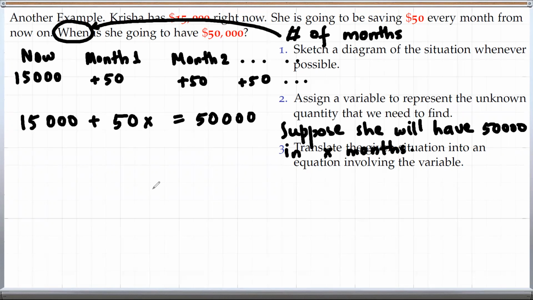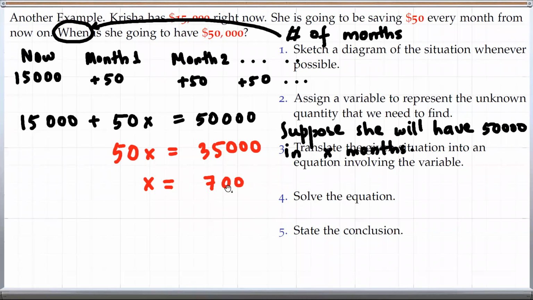The first step, subtract 15,000 from both sides. We get 50X equals 50,000 minus 15,000, which is 35,000. And the next step is to just divide both sides by 50. So X will be 35,000 divided by 50, which is 700. So this means it will take her 700 months to have $50,000 in her account if she is going to save $50 every month, which is quite a long time. All right, so we are done with this example.